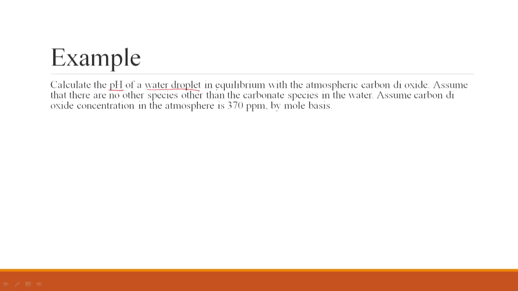The key aspect is we are assuming that it's reaching equilibrium with carbon dioxide, and the other assumption, which is typically not a good assumption, is that there are no other species other than carbonate species in the water, but it just makes life simpler. The concentration of carbon dioxide in the atmosphere is given in ppm on a mole basis. So, how do we go about calculating it?